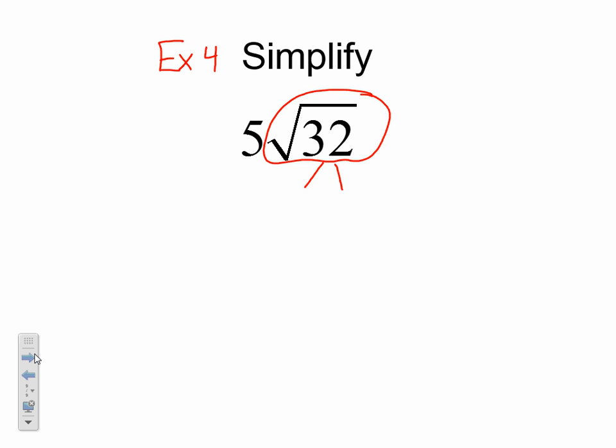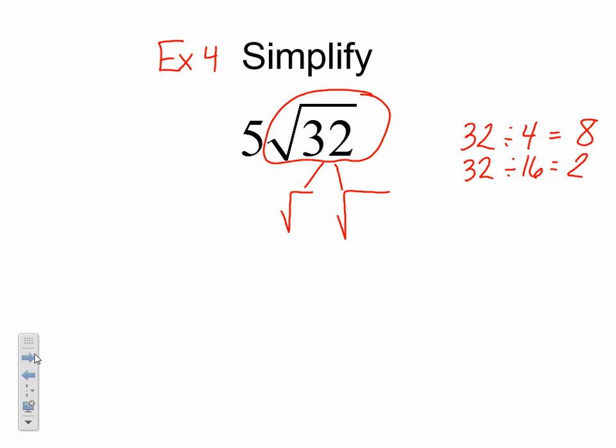The square root of 32, let's continue doing what we're doing. Which of those perfect square numbers would divide out of 32 evenly? And you have a couple options here. Both 4 and 16 divide into 32 as well.